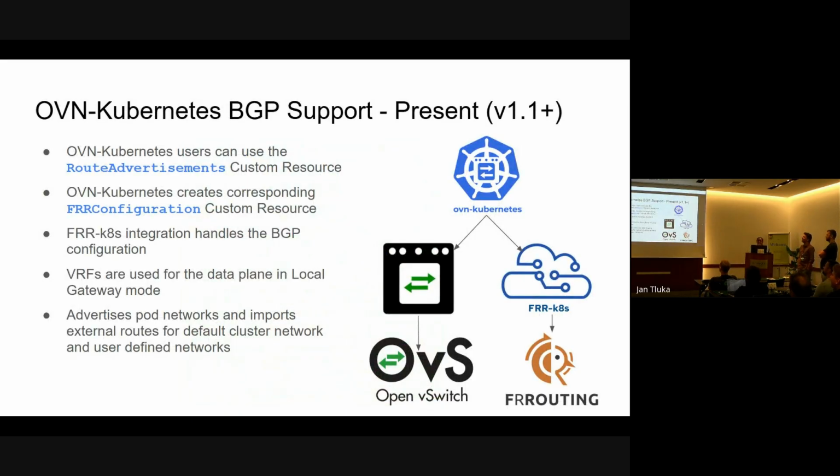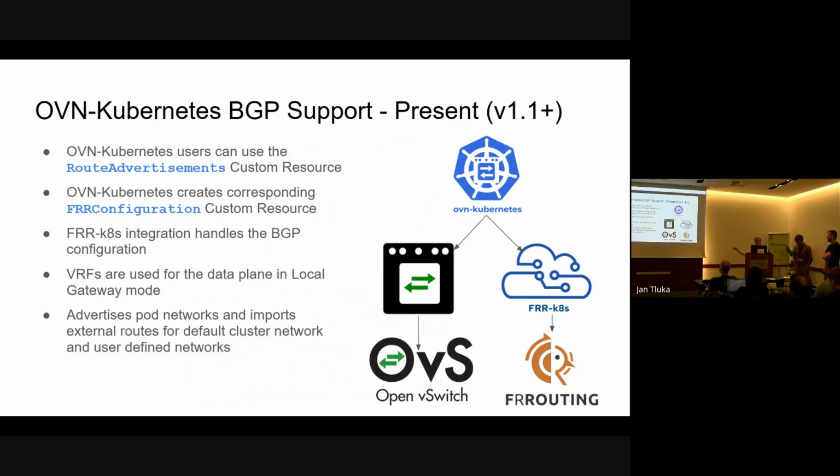So with our 1.1 release in OVN-Kubernetes, we have added support for BGP. And who in the audience is not familiar with OVN-Kubernetes? Because we keep mentioning OVNK, OVN-Kubernetes. Would you appreciate a quick intro? Just a quick raise of hands. You don't have to be shy. Okay, all of you. Okay. Yeah, I can do a.